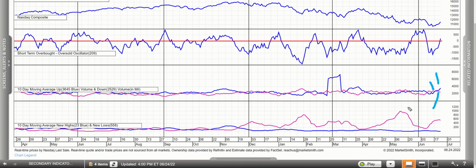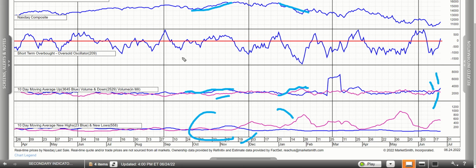Now, if you're long and the market is going up, you want to see the up volume staying above the down volume for as long as possible. When you start seeing that down volume getting above the up volume, that's when you start getting situations like that. So down here we've got the 10-day moving average of new highs, in blue, versus the 10-day moving average of new lows for the NASDAQ.